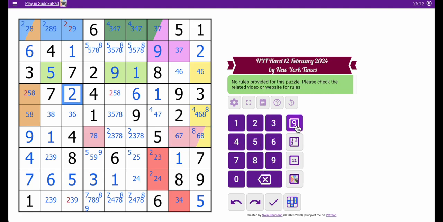But that's not 2. Neither is that. This is now a 5-8, so that's not 8. 2, so 9, 8. That's a 3. 6. 8. Now we've got a problem here.